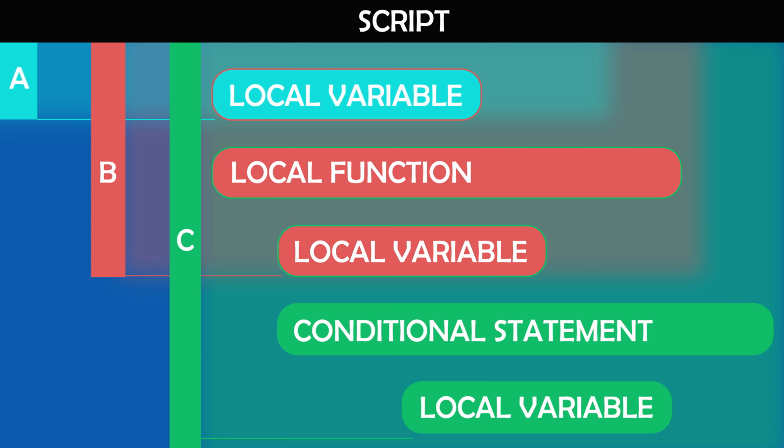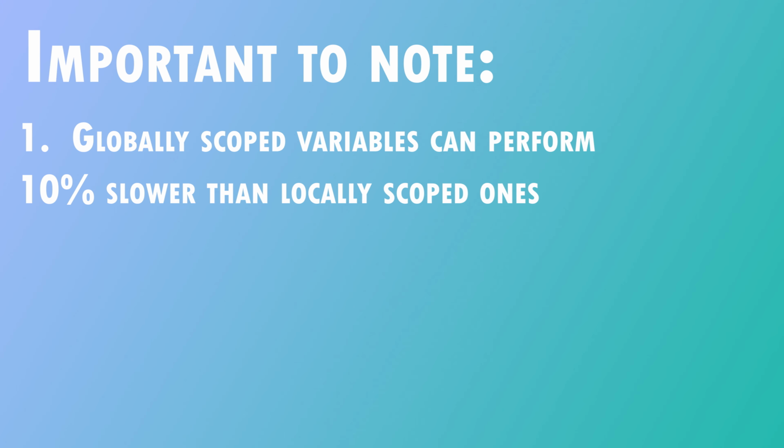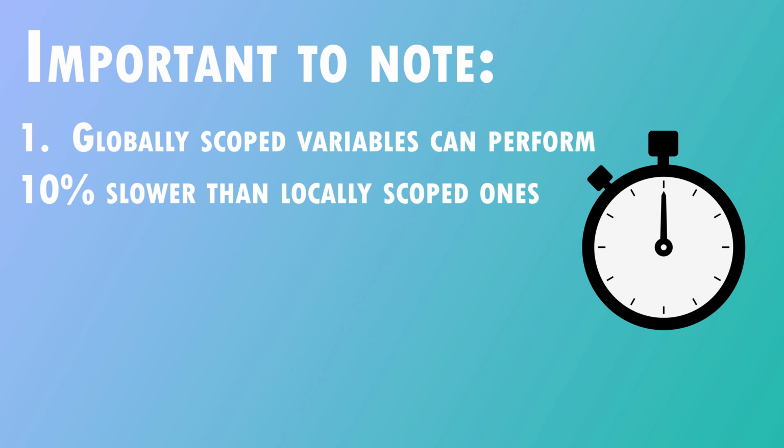To scope something globally, you would define the variable without the local keyword in front. Without the local keyword here, the local variable in Scope A would have access to the now global variable. Now it is important to note two things. Globally scoped variables can actually perform 10% slower than locally scoped ones. While this may not affect you right now, it is a good thing to keep in mind for time-sensitive code.